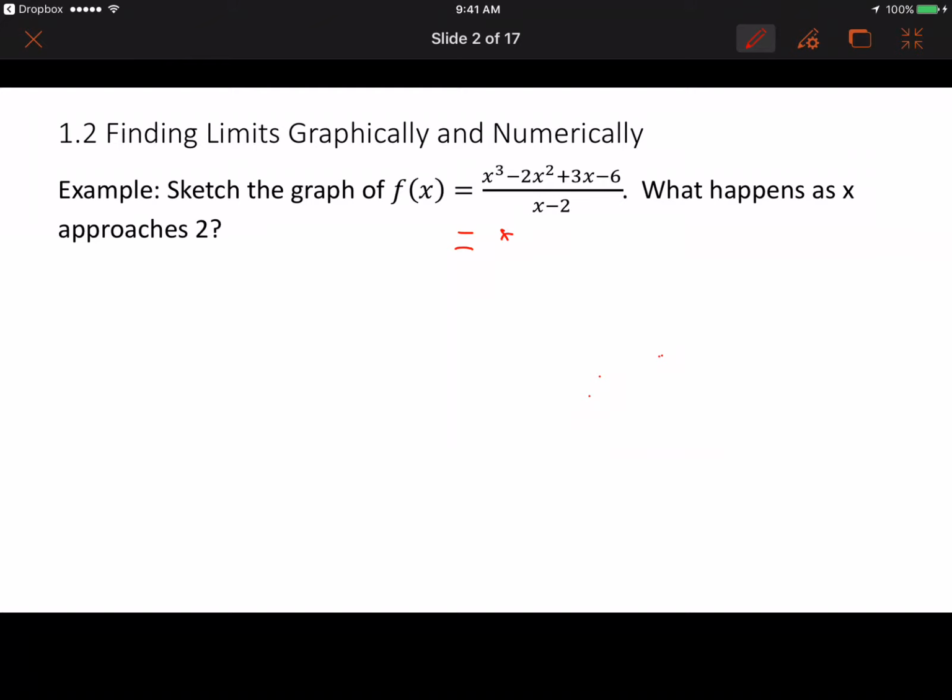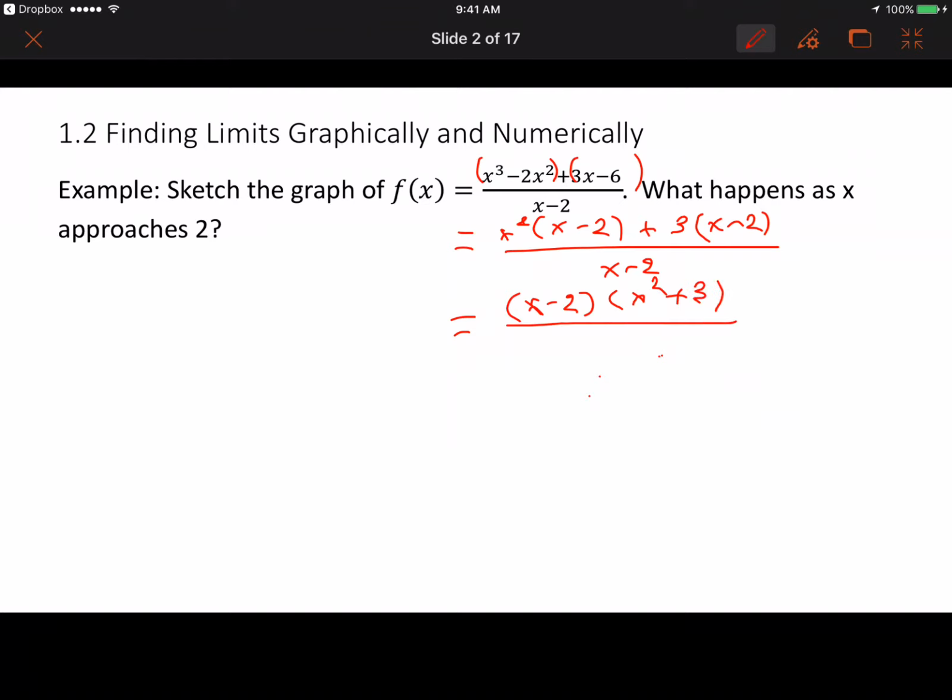I can factor if I group the first two and the last two elements here. I can pull an x squared out of the first two, and I'm left with an x minus 2, plus I can pull a 3 out, and I'm left with an x minus 2 on top, and I have an x minus 2 in the bottom. And so I can pull the x minus 2 out of the two terms on top, and so I have x minus 2 times x squared plus 3, all divided by x minus 2.